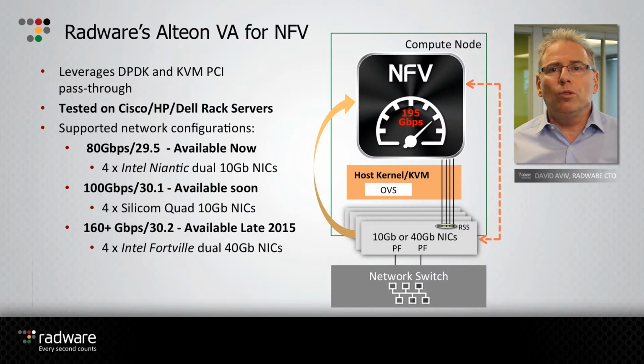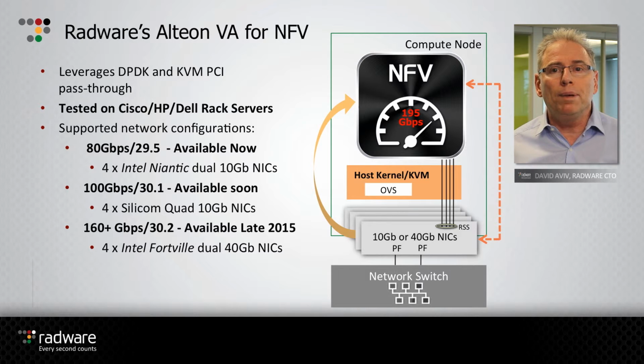So let's see how we at Radware responded to that. Well, more than a year and a half ago, I would say, we started to develop our releases and versions for the Alteon new product line for NFV. We are leveraging DPDK and KVM PCI pass-through technology, and we have tested our solution on Cisco, HP, and Dell rack servers. And we support multiple network configurations in order to provide, as of today, about 100 Gbps, gigabits per second, which can be launched over all those three server sets.